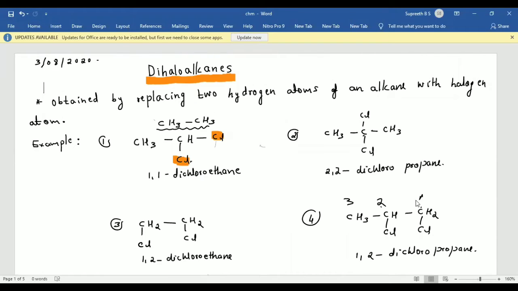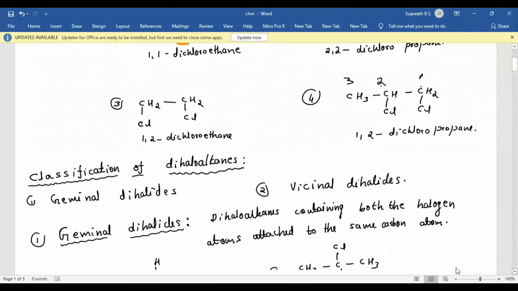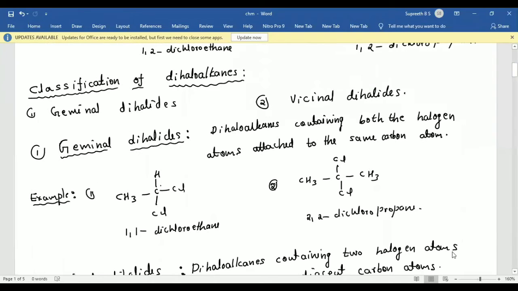Now compare the first and second examples with the third and fourth. In the first two examples, two chlorine atoms, that is halogen atoms, are present on the same carbon atom. In the third and fourth examples, two halogen atoms are present on adjacent carbon atoms. Based on that, we can classify these dihaloalkanes into two types. The first one is geminal dihalides. The second one is vicinal dihalides. Clear?